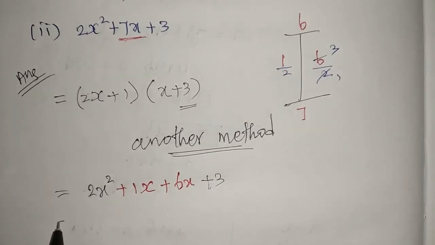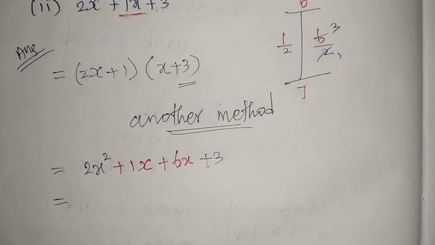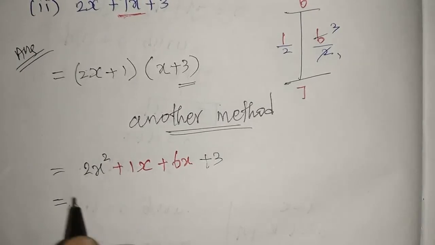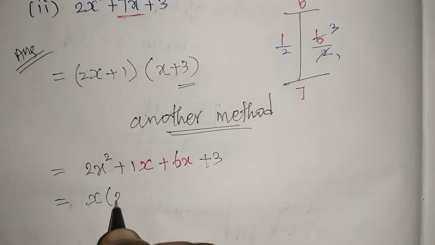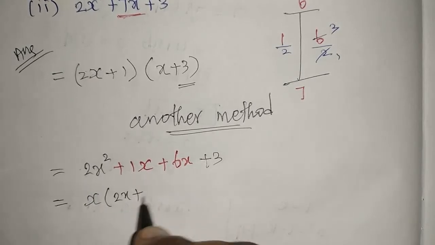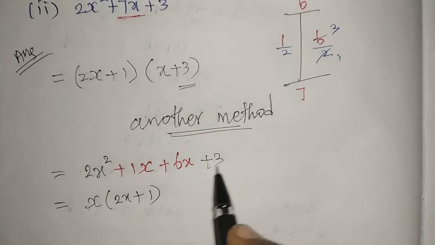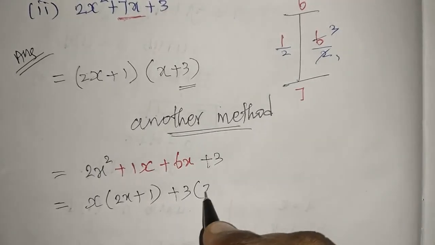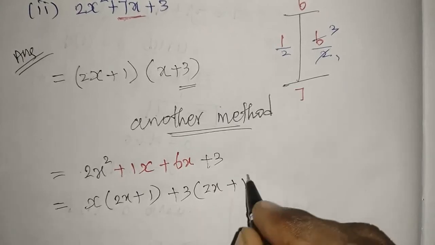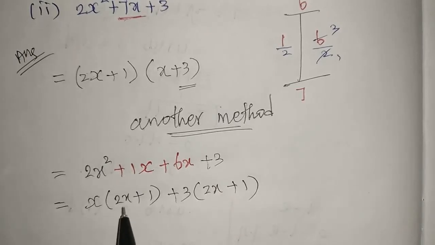So what is the common value in both cases? Please take it outside. Now from this 2x square and 1x, just x I am taking commonly outside. The remaining here we have 2x, here plus 1 only. And in this case I am taking 3 commonly outside. Then remaining we have here 2x plus 1. That's it.